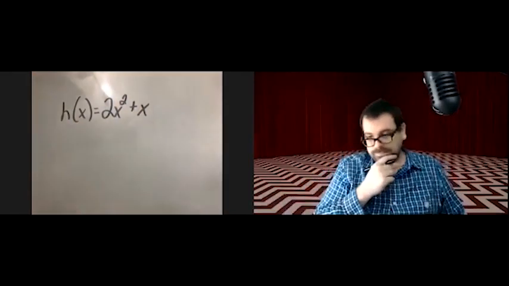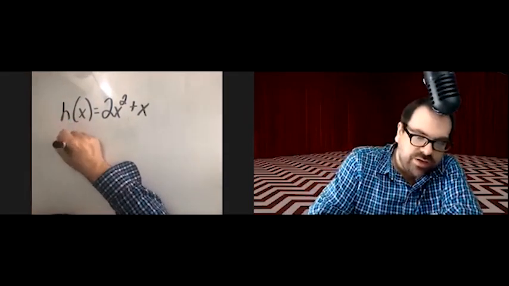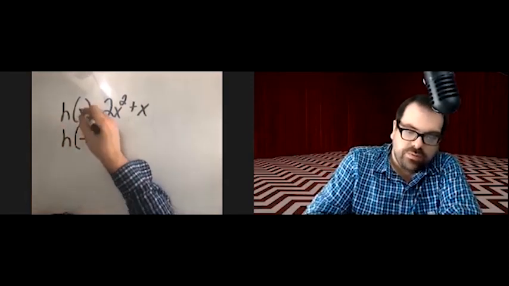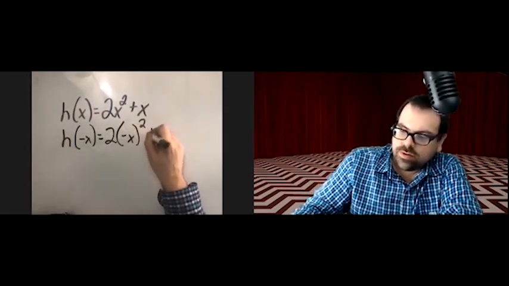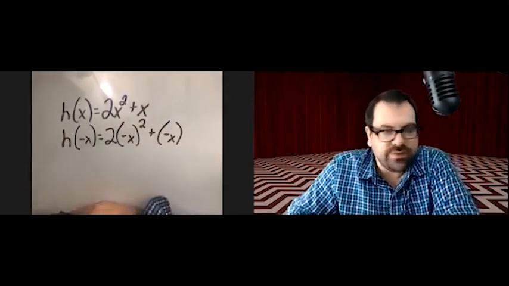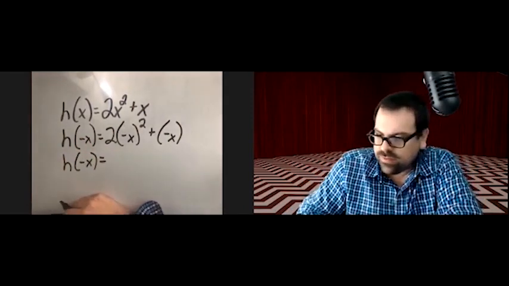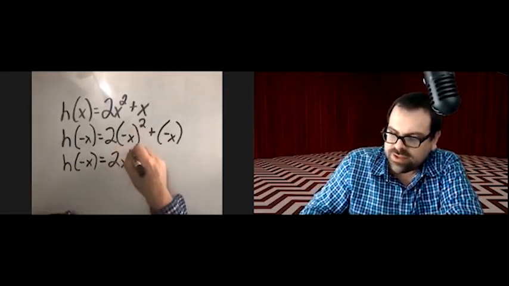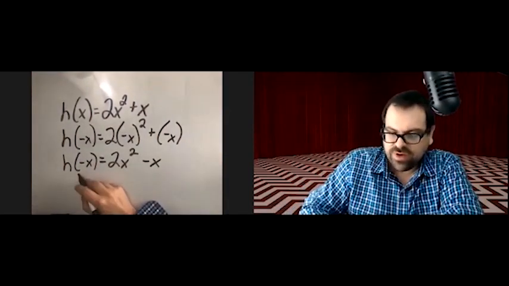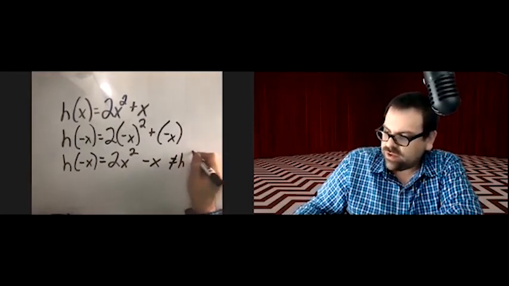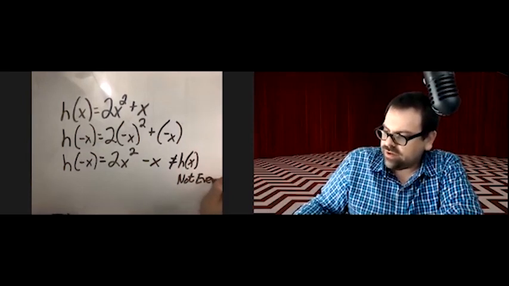Let me show this again, this time using the function notation method, replacing x with negative x. Hopefully this process is sticking for you. So h of negative x, we're going to go positive, negative, not the same. H of negative x is not equal to the original function. So not even.